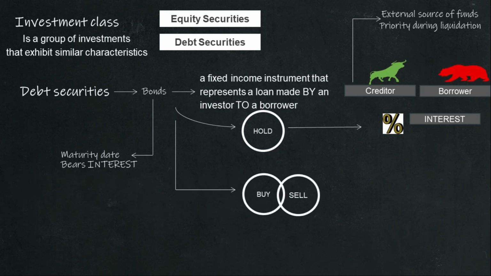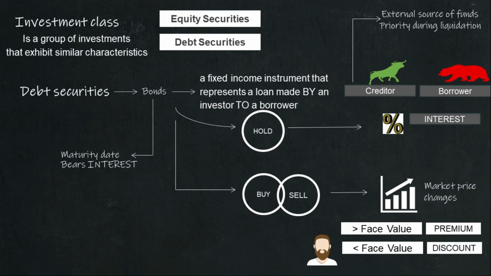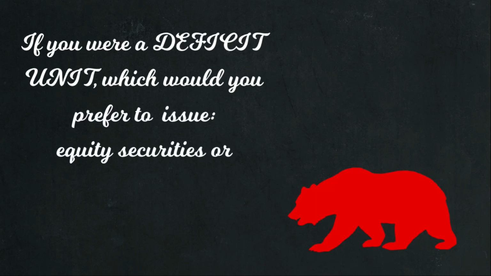If the investor is able to trade the bonds for more than its face value, then it's said to be traded at a premium. If it is traded at less than face value, it is said to be traded at a discount. Interesting, huh? Bond premium and discount is super interesting that it is covered in one of your modules in intermediate accounting. Quick question before we leave this topic. If you were a deficit unit, which would you prefer to issue? Equity securities, or debt securities?